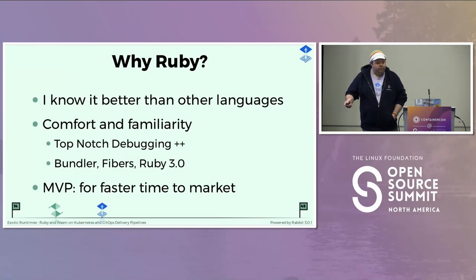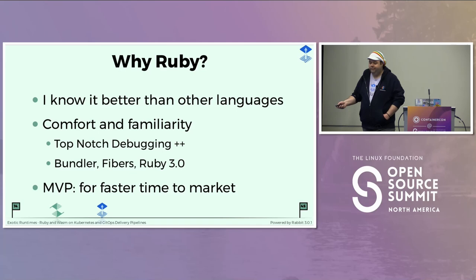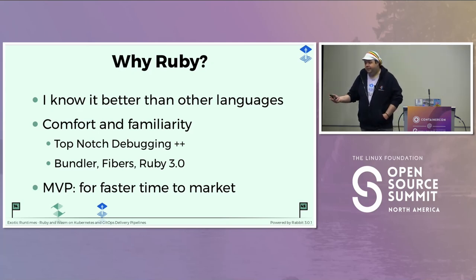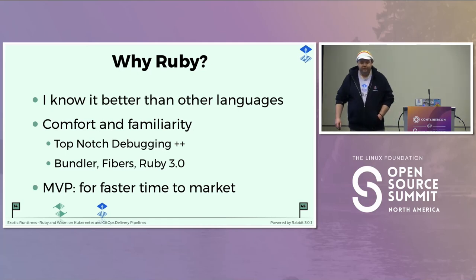So for me, why Ruby? I know it better than any other language. And for you, whatever language you're choosing, that's probably the language you want to use because you know it well. For me, the benefits of Ruby, comfort and familiarity, debugging experience, can't be beat. Bundler handles gems, dependencies wonderfully. I haven't found an experience like that in practically any other language. And fibers, which are relatively new in Ruby, they are great for concurrency. So I'm using fibers.